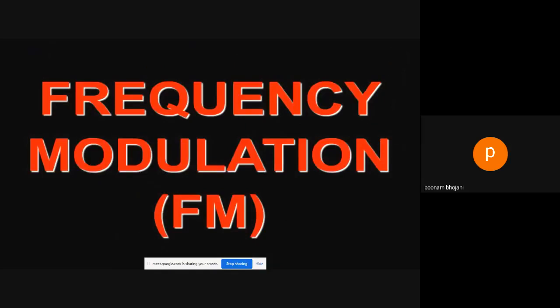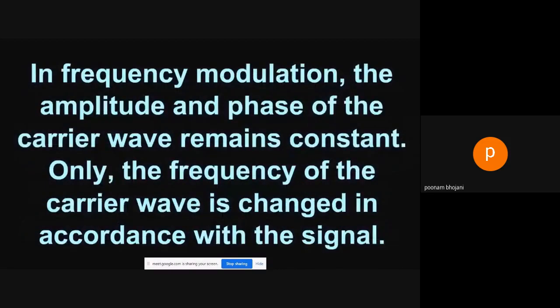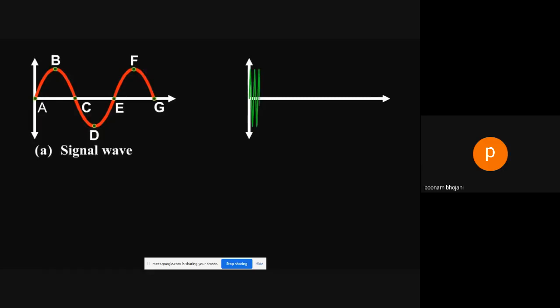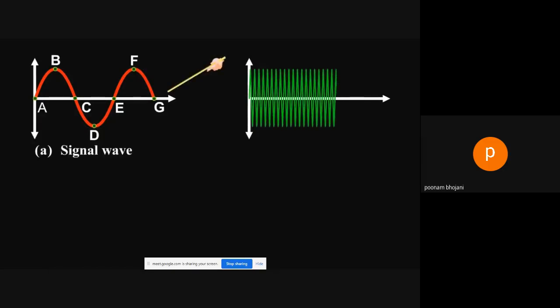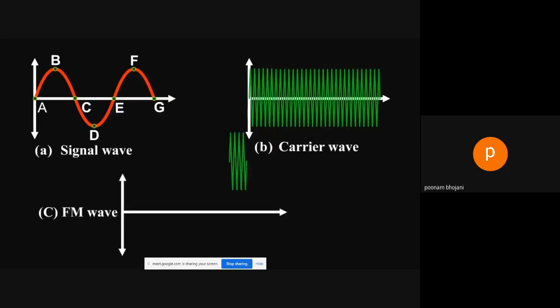Explain frequency modulation, that is FM. When the frequency of the carrier wave is changed in accordance with the intensity of the signal, this process is called frequency modulation. In frequency modulation, the amplitude and phase of the carrier wave remain constant. Only the frequency of the carrier wave is changed in accordance with the signal. The frequency variation of the carrier wave depends on the instantaneous amplitude of the signal as shown. When the signal voltage is 0 at A, C, E and G, the carrier frequency is unchanged.